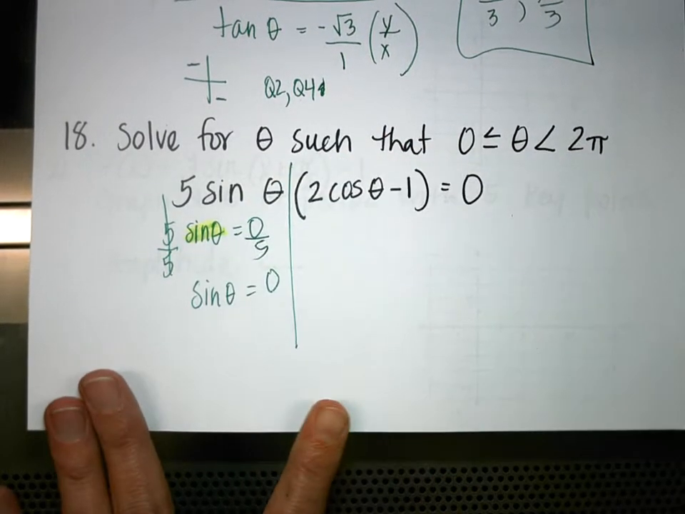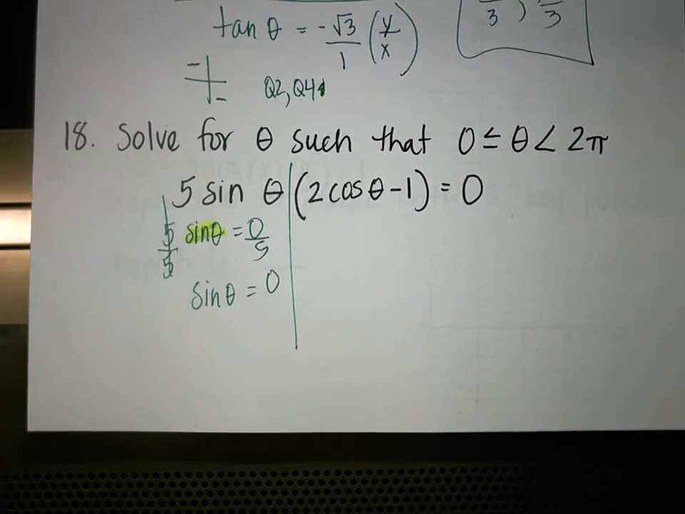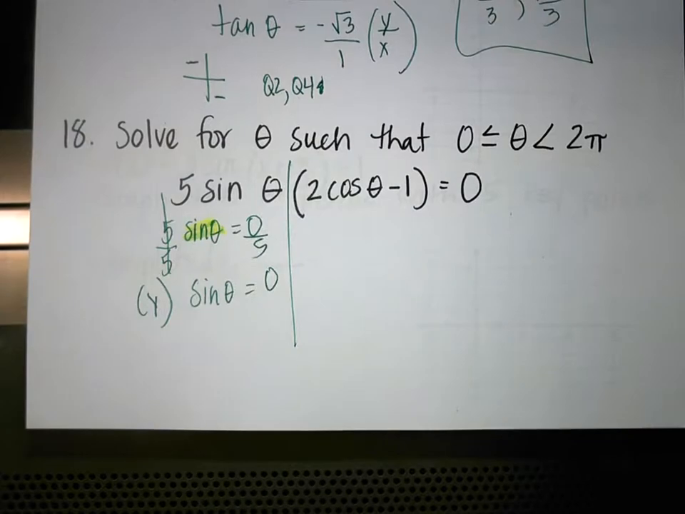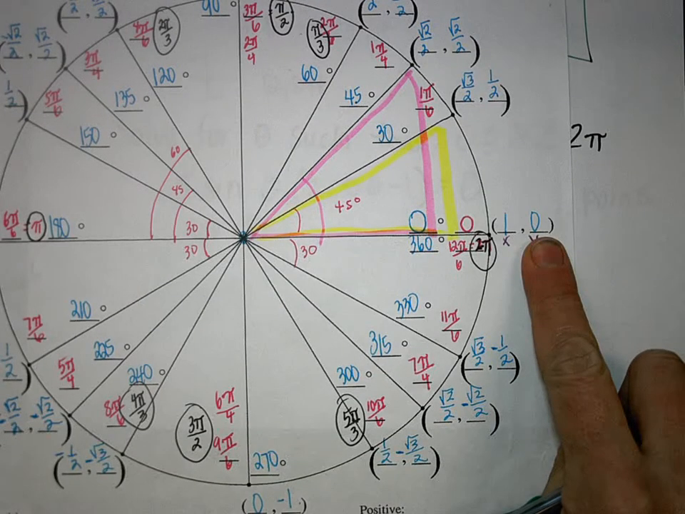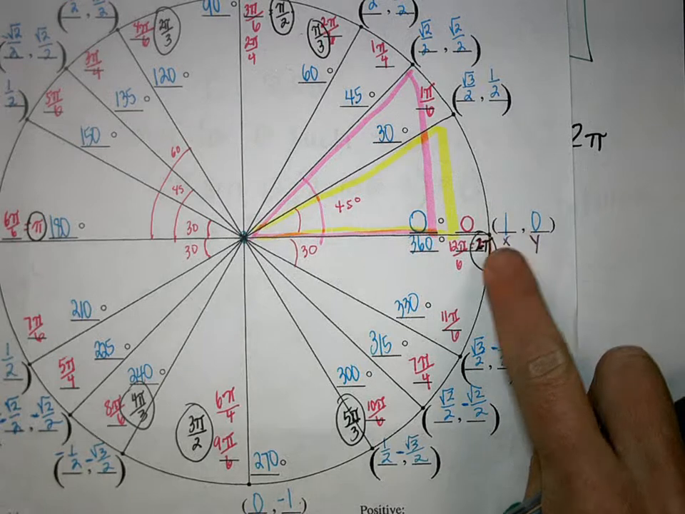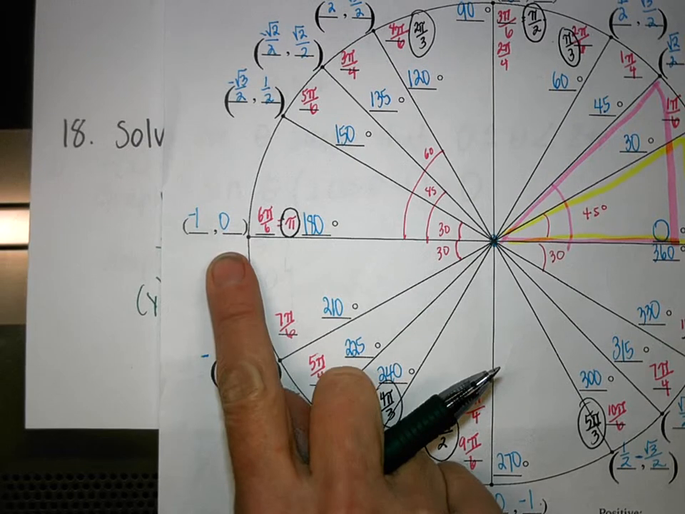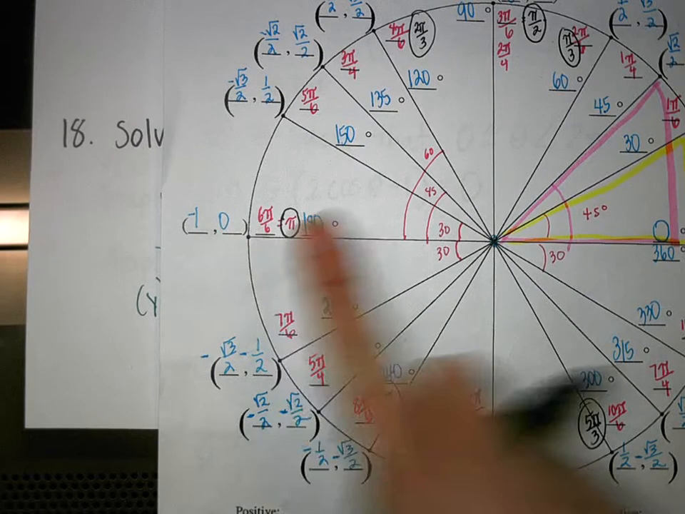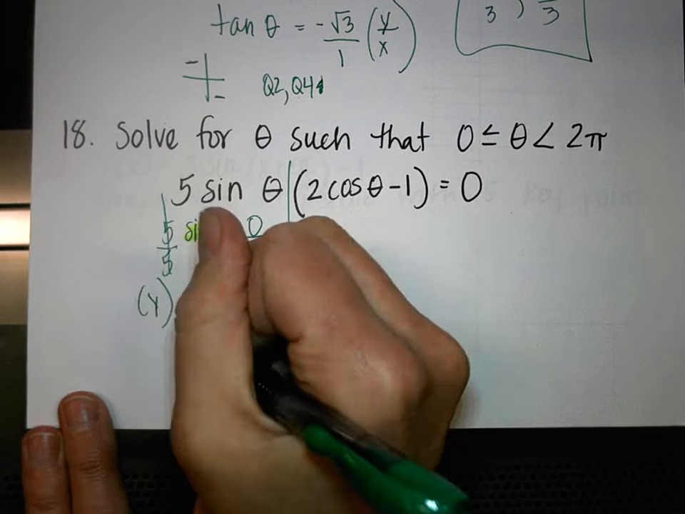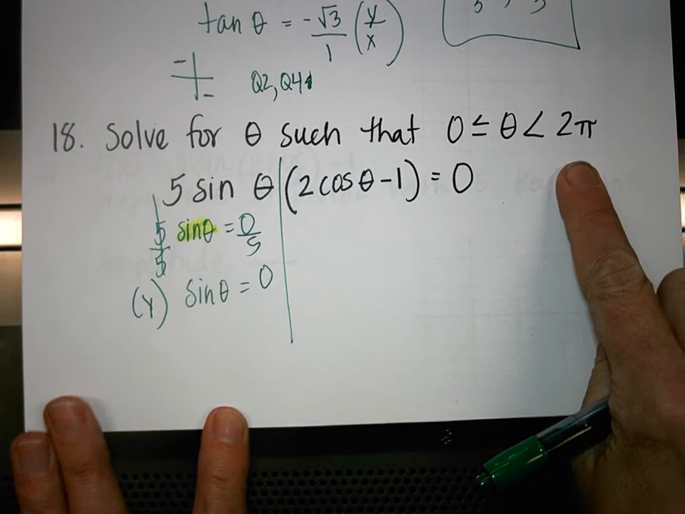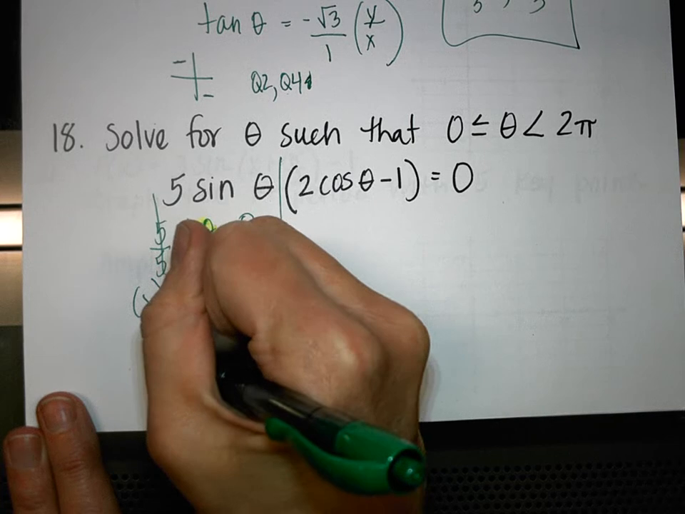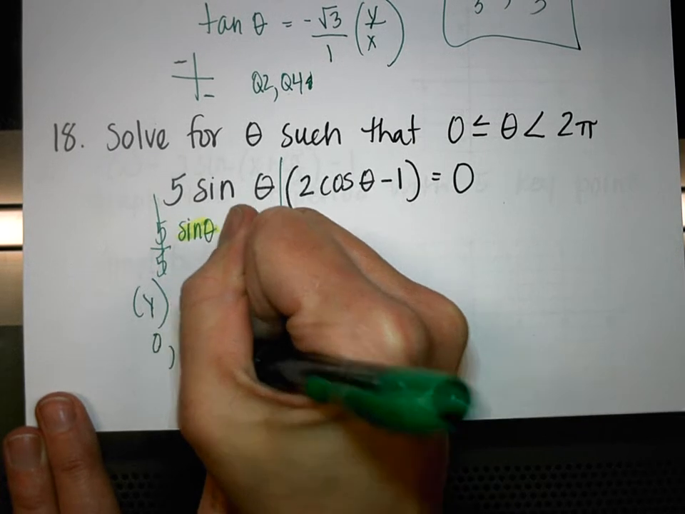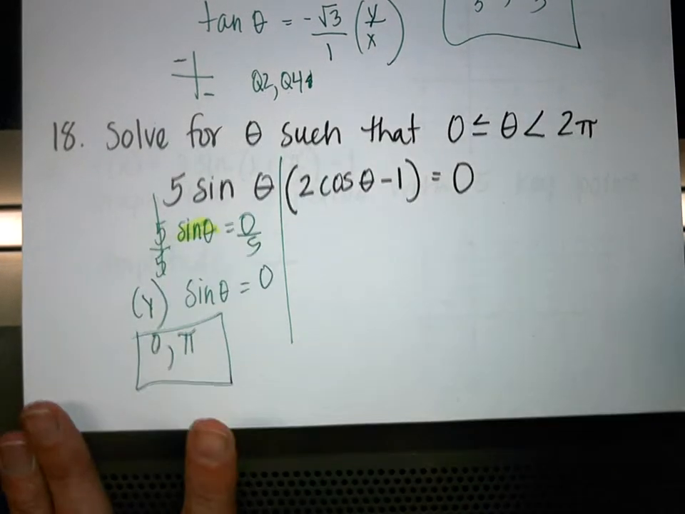So where is sine 0? Where is y 0? If you look at this, hopefully you remember that y is 0 here at 0 or 2 pi, and then y is also 0 at pi. Because it doesn't say equal to 2 pi, the only answers are at 0 and pi. We're going to solve the other side now.